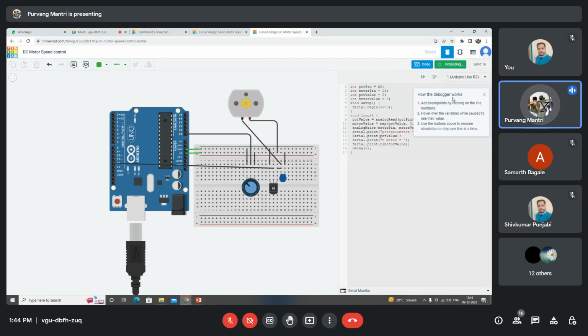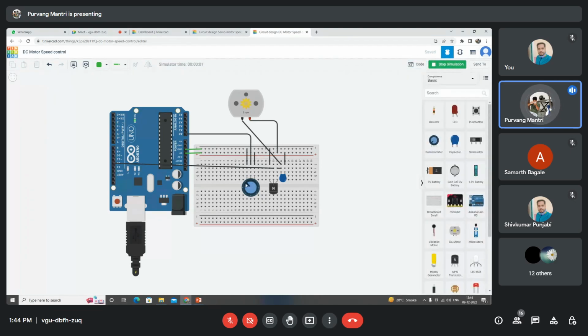And to start the simulation, as soon as I rotate the potentiometer, the speed of the DC motor is going to change. Now this particular code has some bug in it, because after a certain point, it will either go to zero or it will go to its maximum speed. So there is some bug in this code. I'm trying to resolve it, but I haven't yet.